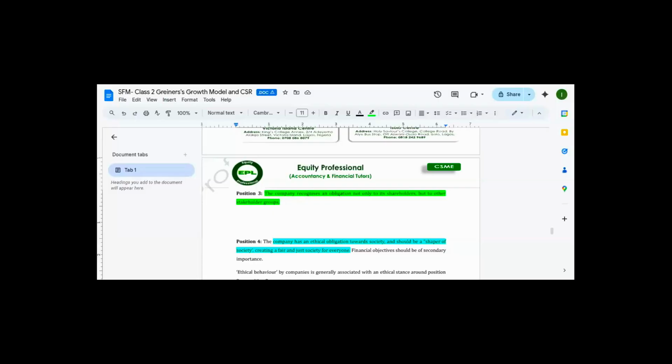All shareholders are stakeholders of a company, but not all stakeholders are shareholders of a company.